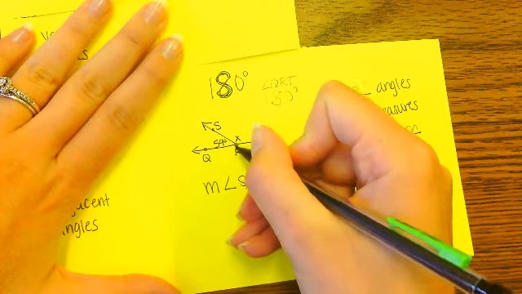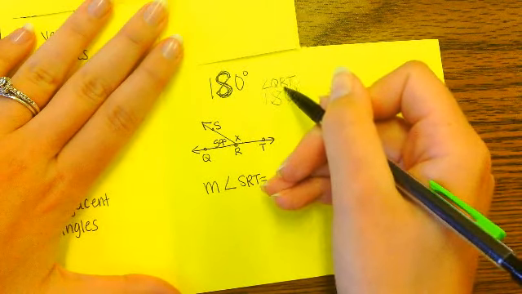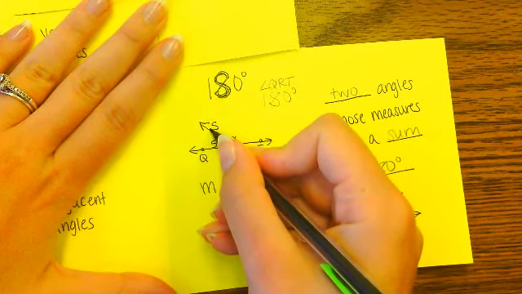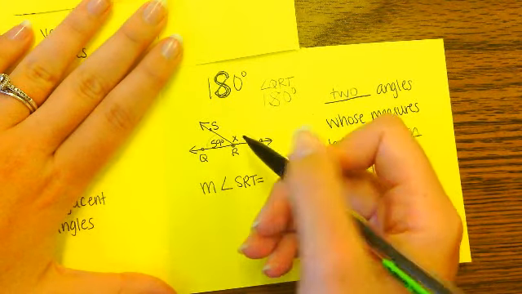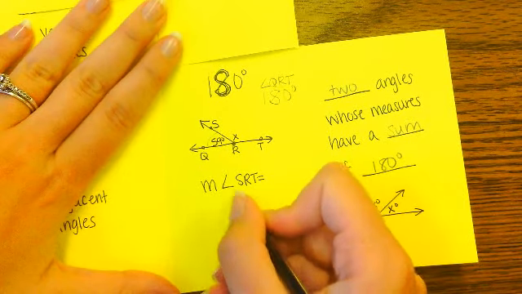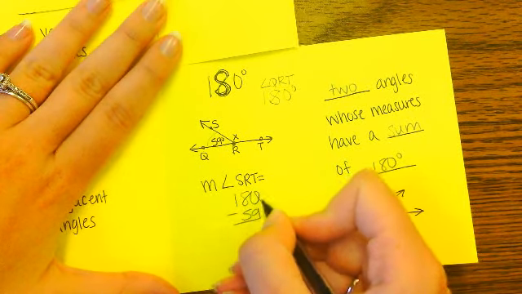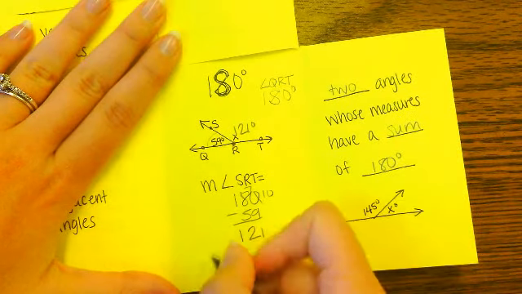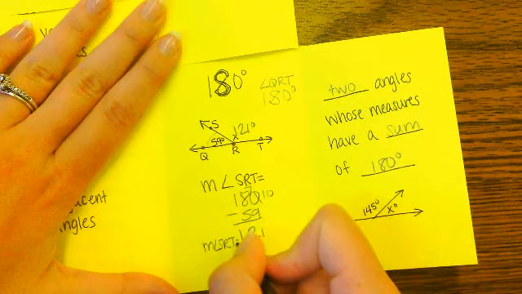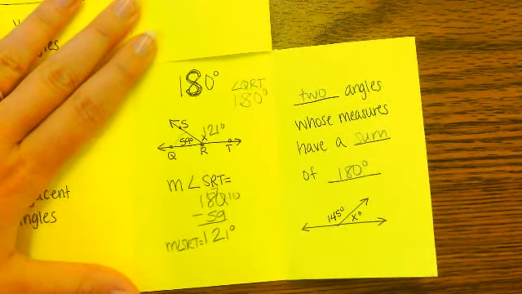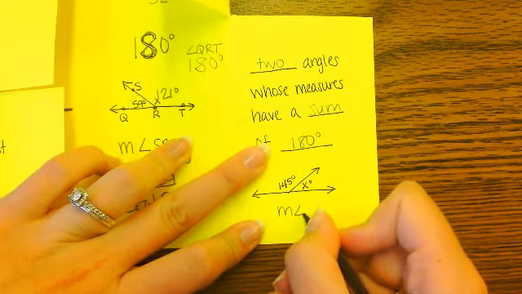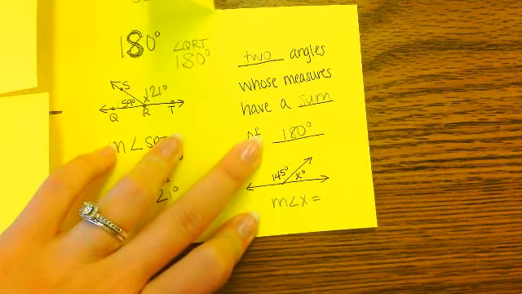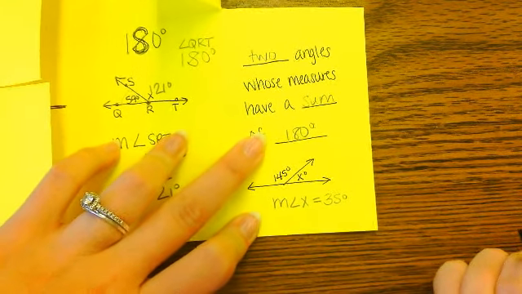You put the letter that would be considered the vertex, the middle part, in the middle of your angle name. And then I know that angle QRS is 59 degrees. What would be the measure of angle SRT? All I have to do is 180 minus 59, and that gives me 121 degrees. And I can check these by adding those back up. The measure of angle SRT is 121 degrees. When I add those back up, I get 180. Right here, the measure of angle X, all I have to do is 180 minus 145, and that's going to give me 35 degrees. And those add up to equal 180 degrees.